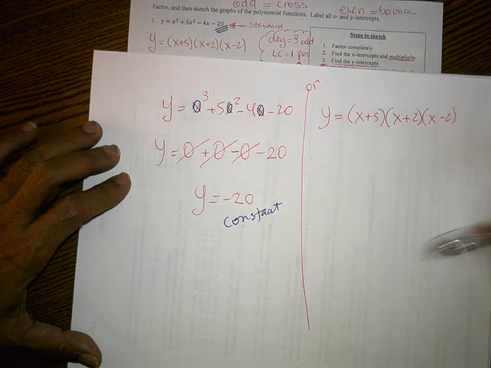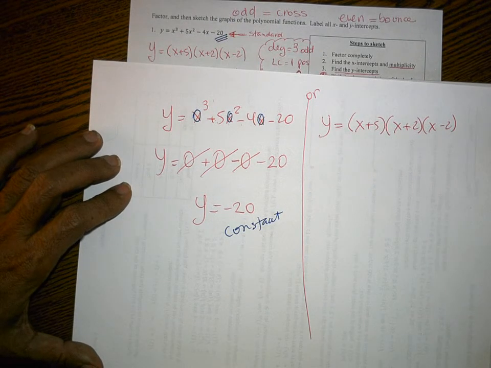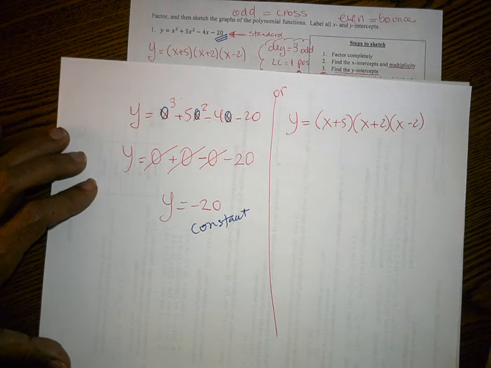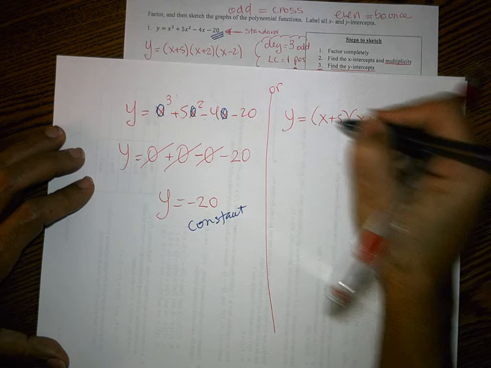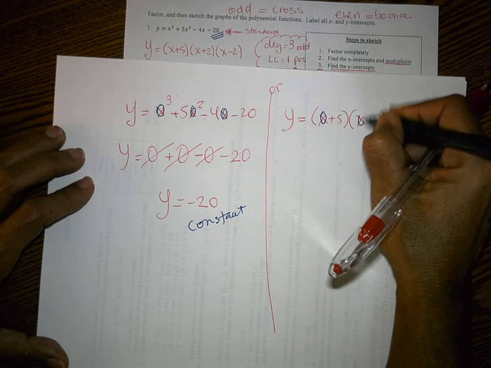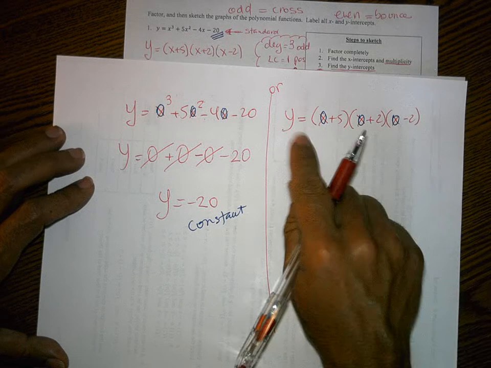Okay? Is the constant in the back? Would I have gotten the same answer if I used the factored form? Yes, you would have gotten the same exact answer. You could have plugged in a 0 here, a 0 here, and a 0 here, because we don't want the x's, we want the y-intercept.